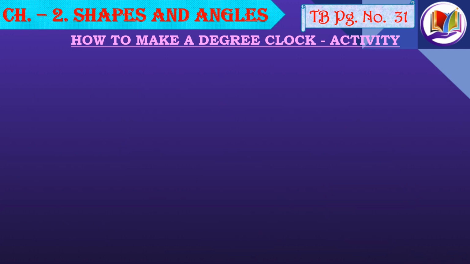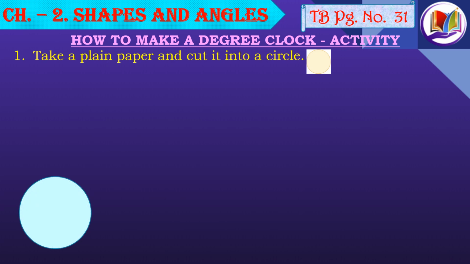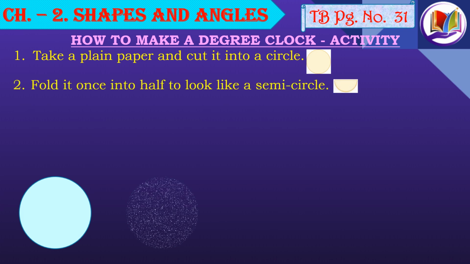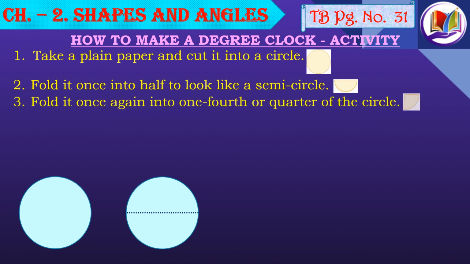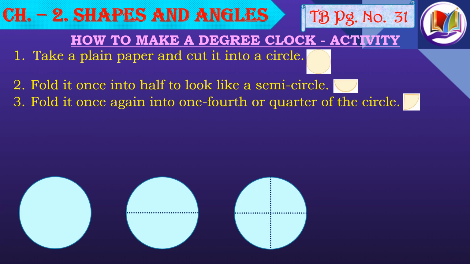Now, how to make a degree clock? Now that is different from a clock. So let's go ahead and see. For that, first step, you take a plain paper and cut it into a circle. Next, fold it once so that it forms half and looks like a semicircle. Next, fold it once again so that it forms 1/4 or quarter of a circle, and when you open it, you can see the markings as shown below.